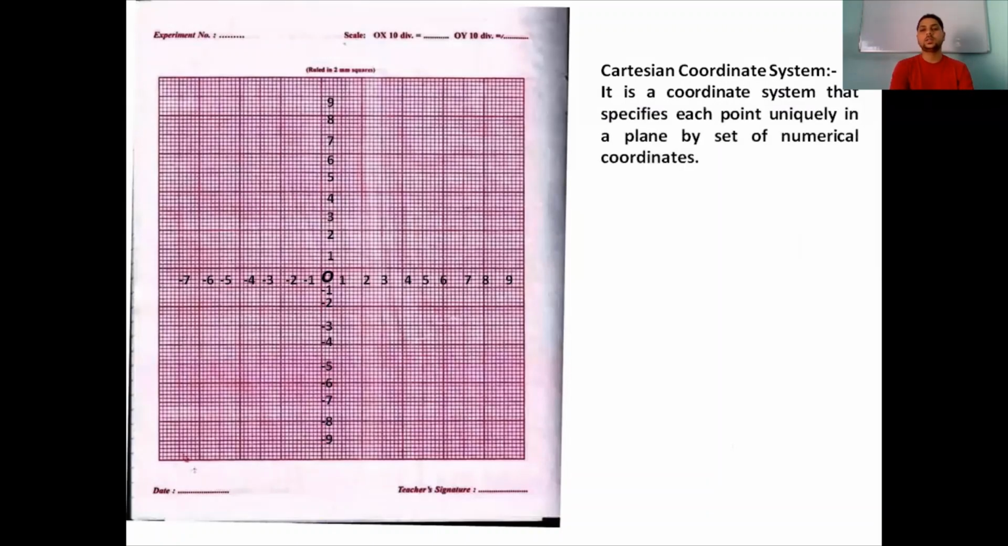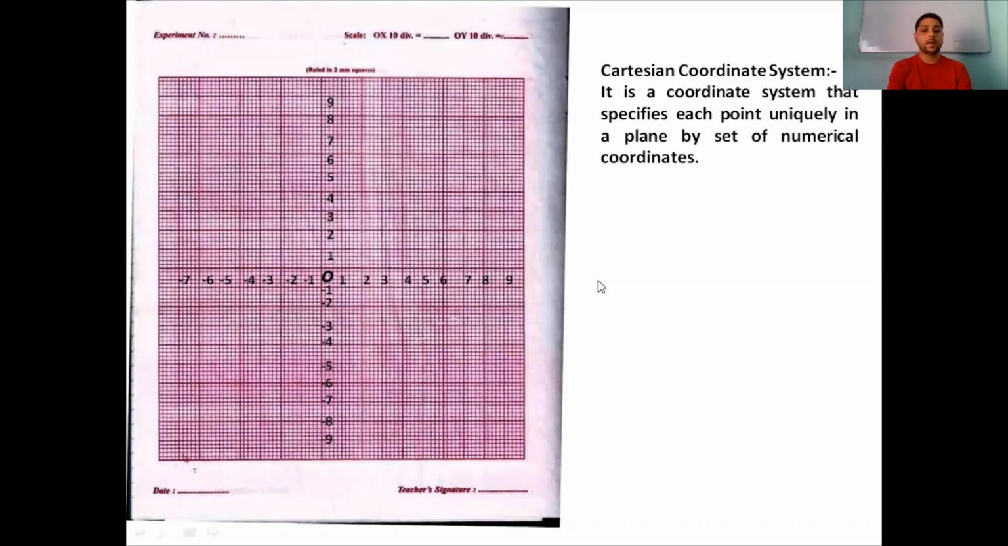Here we have the Cartesian coordinate system. It is a coordinate system that specifies each point uniquely on a plane by a set of numerical coordinates. So we have to express a point on the Cartesian plane by a set of coordinates, and this system is known as your Cartesian coordinate system. So we have a plane here in the form of a graph. Now we have to express a point on this plane.